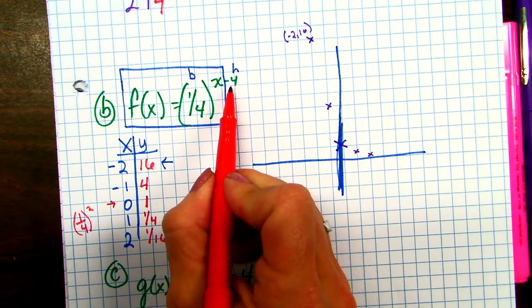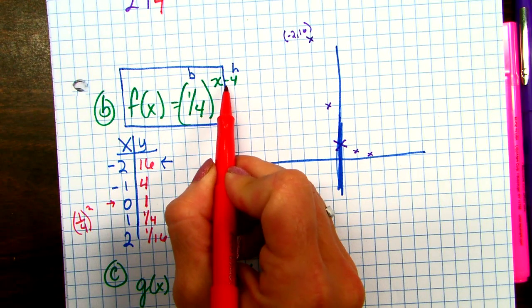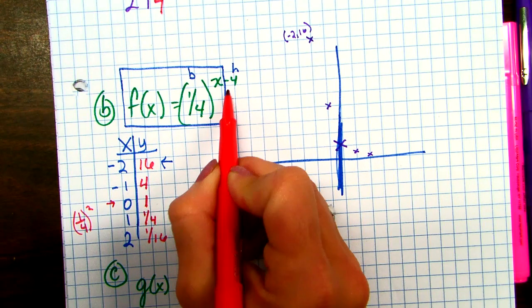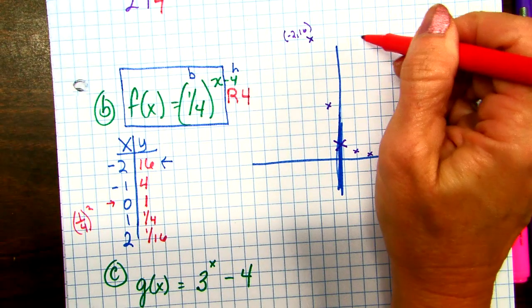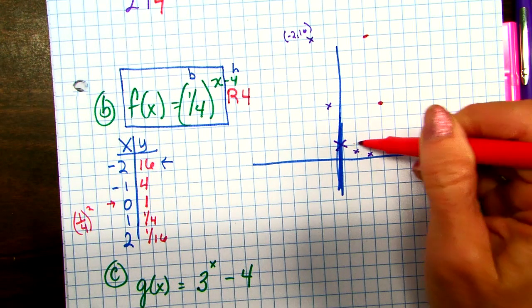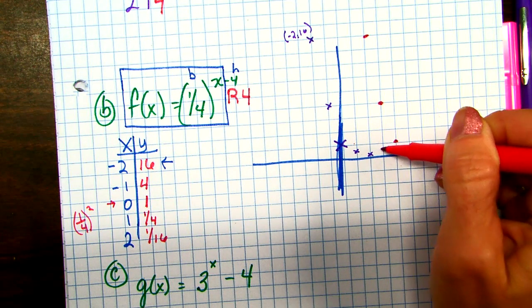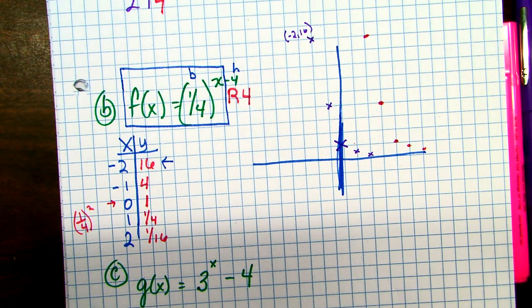That -4, what is that going to do to all of our starting points? What's that going to do? Right 4. So I'm just going to count. 1, 2, 3, 4, just like we did with every other graph we've ever had to translate. And this will be easier when I give you graph paper, of course.